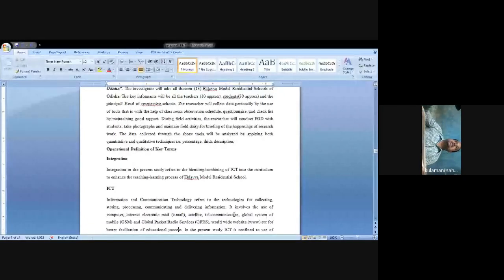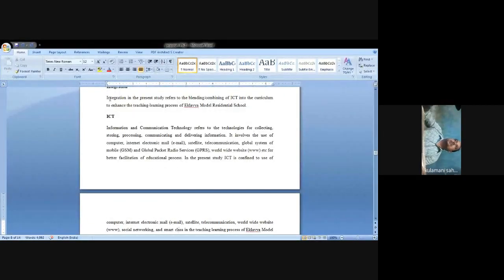Likewise, let's see integration. Integration in the present study refers to the blending or combining of ICT into the curriculum to enhance the teaching learning process. I have contextualized it. Like I was saying, elementary school students generally refers to classes 1 to 8. But in this study, elementary school student is referred to as students studying in class 8 only. So in the context of Eklavya model residential school, I have made it contextualized.